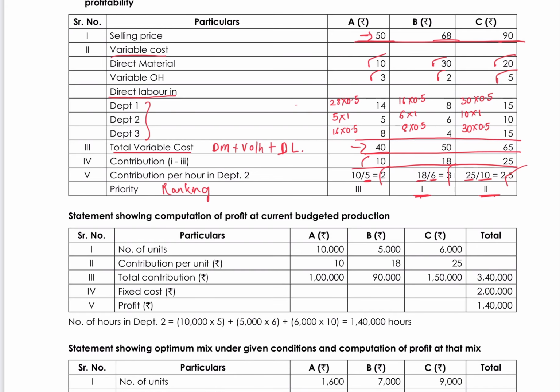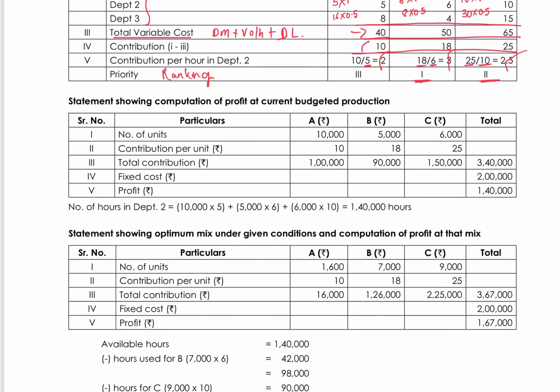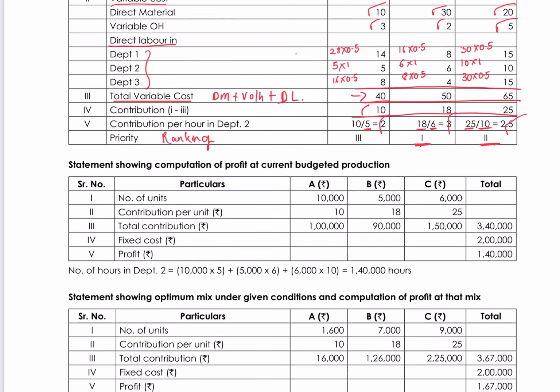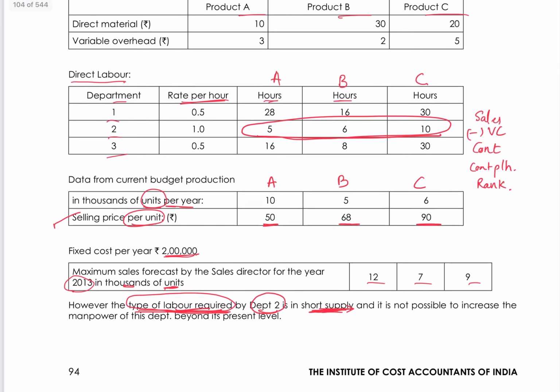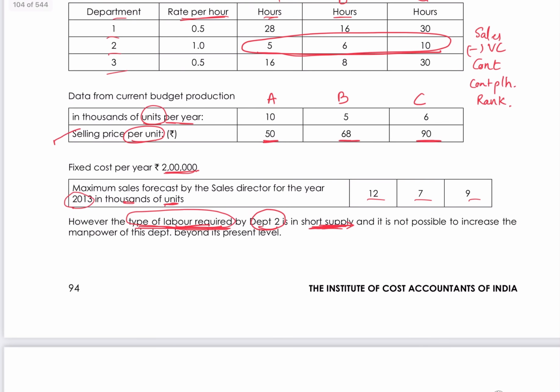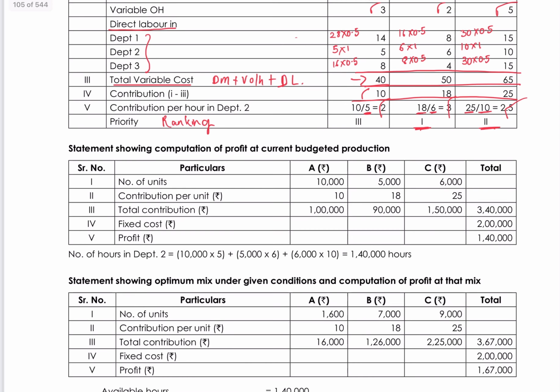Now we have to find the actual mix, the profit it gives. We will solve it by the ranking. So now we have to know the units, because we have per unit figures. What units have they given? They have given current budget production as 10, 5, 6 in thousands. So it is 10,000, 5,000 and 6,000 units for products A, B and C.